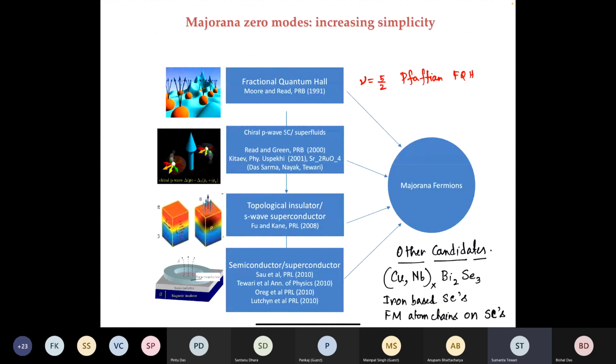The second system that comes to mind is the chiral p-wave superconductor or superfluid. Remember, we said that a 2D spinless px plus i py superconductor will have Majorana fermions. Of course, you don't have a spinless p-wave superconductor, but what you could have is a chiral p-wave, basically px plus i py, superconductor. So strontium ruthenate is one candidate.